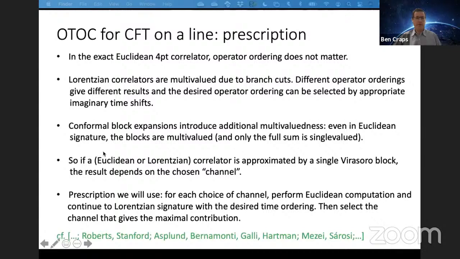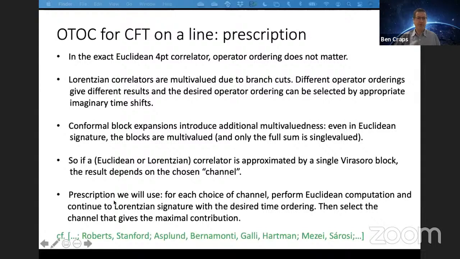Now, we will be using conformal block expansions. And once you introduce conformal blocks, there is an additional multi-valuedness that is introduced, even in Euclidean signature, where the exact result would not have multi-valuedness. And that's because the blocks themselves are multi-valued, and it's only the full sum of the blocks that would reproduce the single-valued exact result. So if a correlator, which could be Euclidean or Lorentzian, is approximated by, say, a single Virasoro block, which we will do, then the result will depend on the chosen channel.